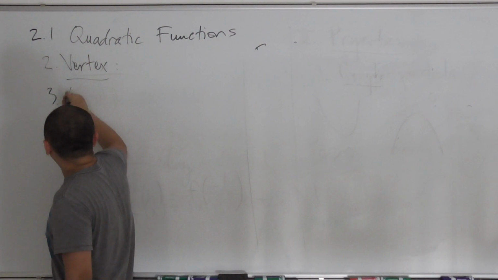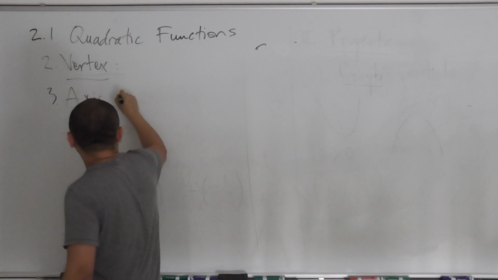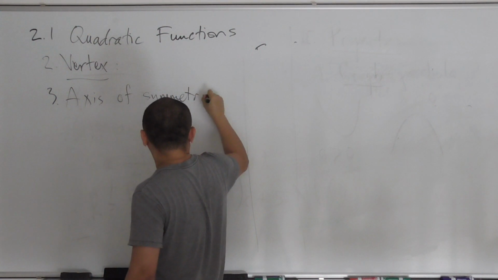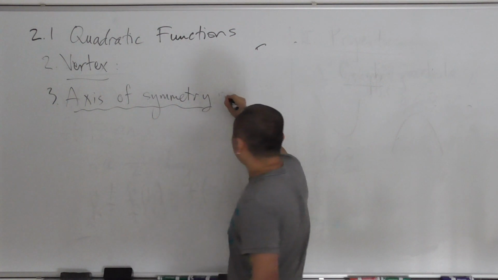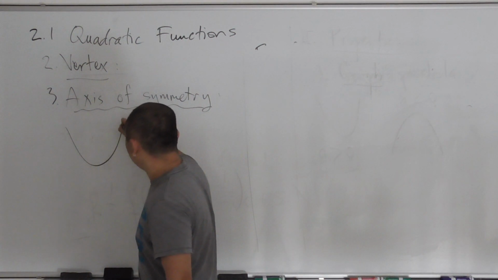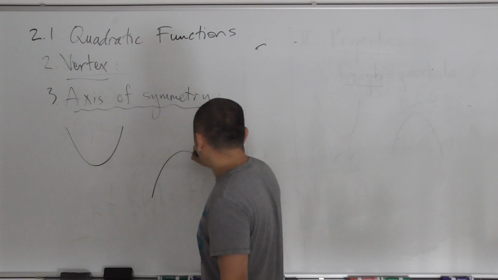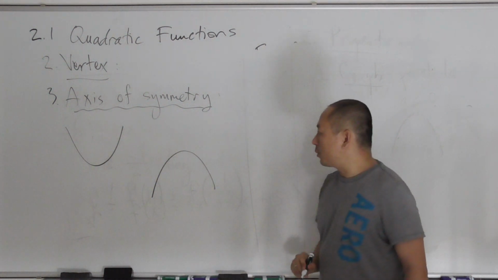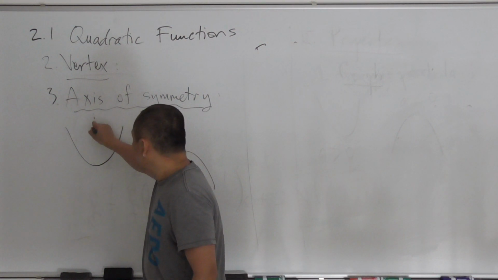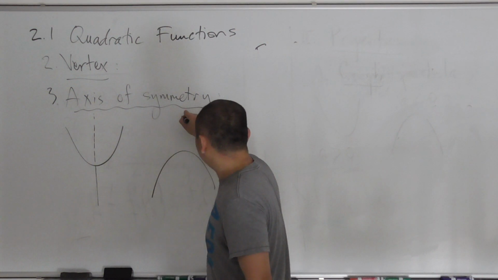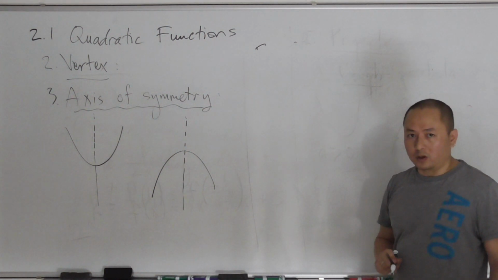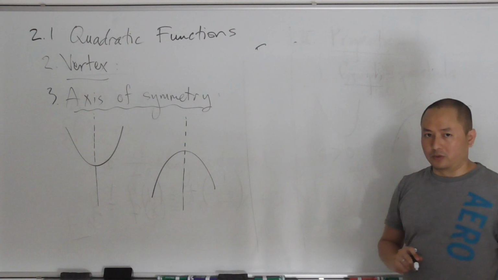The thing called the axis of symmetry. Let me show you the parabola again. This is an upward parabola, and this is the downward parabola. The parabola has a very special property. The graph will always be symmetrical about this vertical line, and this is called the axis of symmetry.